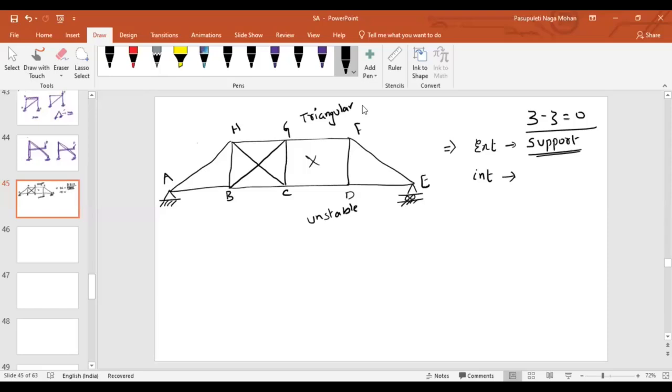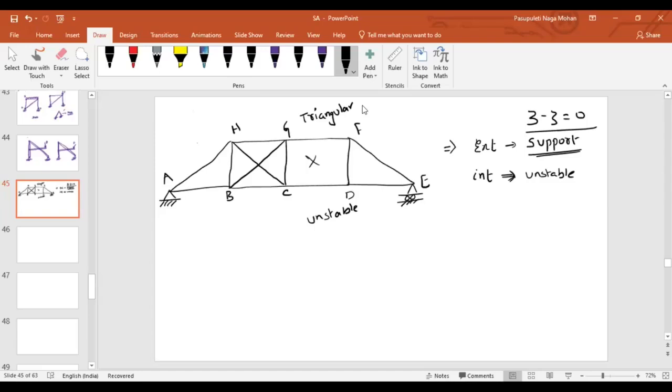And what about internal stability? As we have seen, because of the arrangement of the members in this part, it is not forming a triangle. So I can say this is internally unstable. But there is one more thing that we have to identify here, that they are asking whether it is internally determinate or internally indeterminate. So this is externally determinate, and okay.